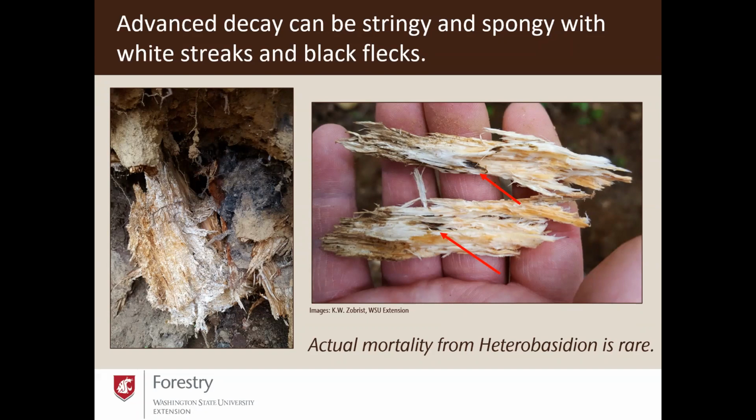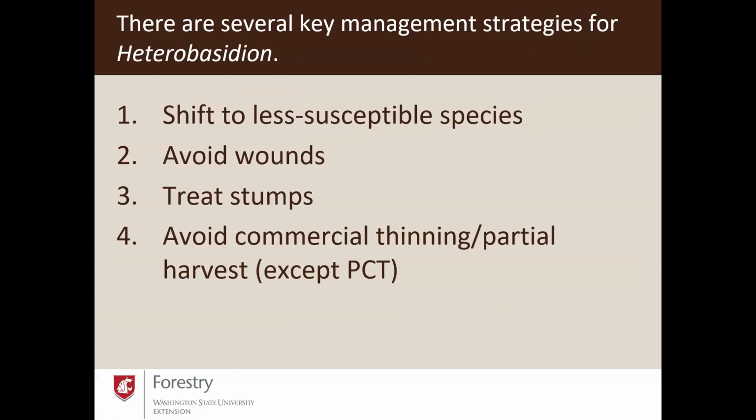Stands that have had lots of entries, it means there's lots of collateral damage and wounding that's been happening over time. So strategies: shift to less susceptible species, avoid wounds. You can treat those stumps if they're not already infected. It may prevent them from becoming a host, spreading more spores, and avoid the commercial thinning or the partial harvest. But again, PCT is okay. Get good spacing and vigor early in the life of the stand.